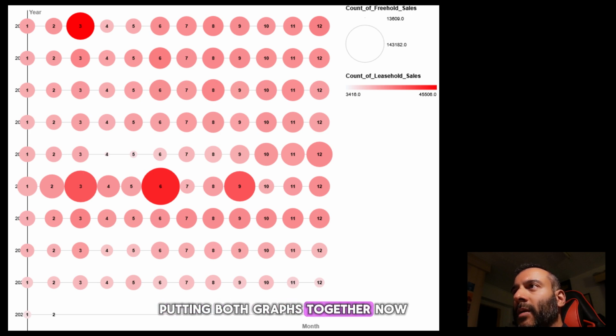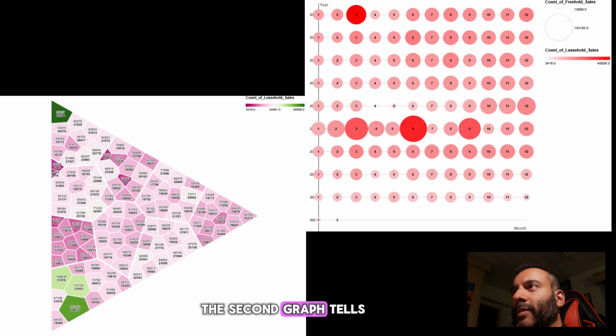Putting both graphs together, now this is where it gets really interesting. The first graph told us that leasehold is geographically concentrated. The second graph tells us that transactions are seasonally driven. And if we put those together, then you can get a much more complete picture of the 2024 market. One of the key insights being location and timing.